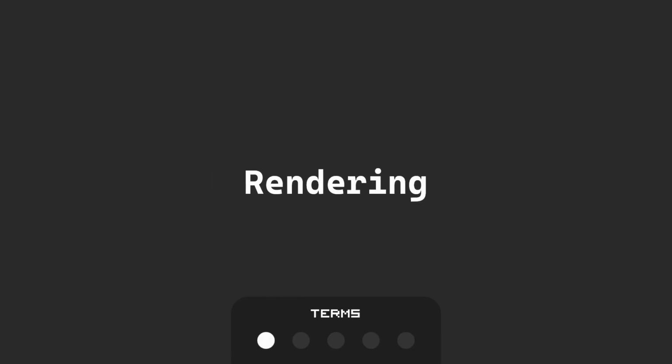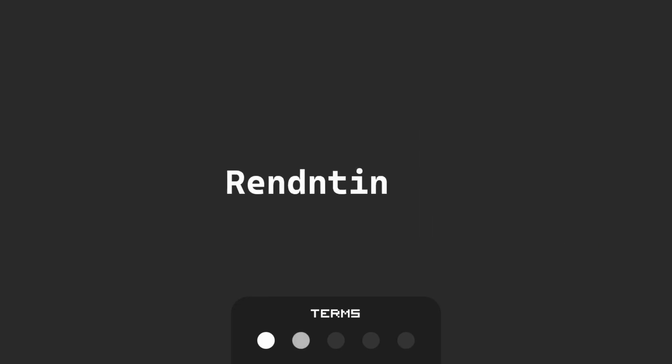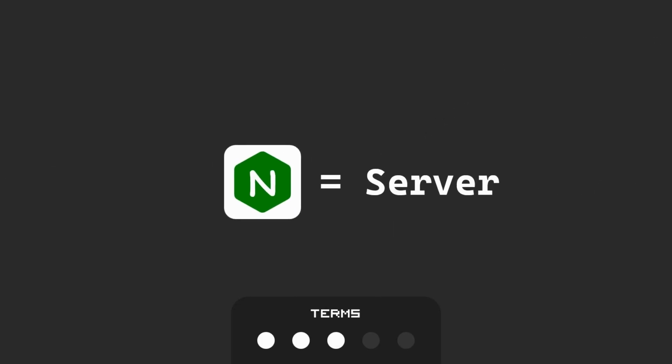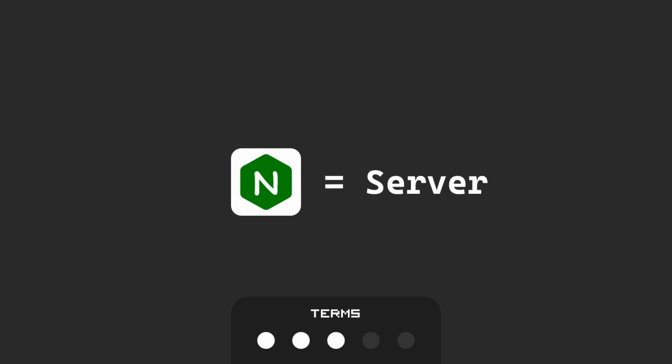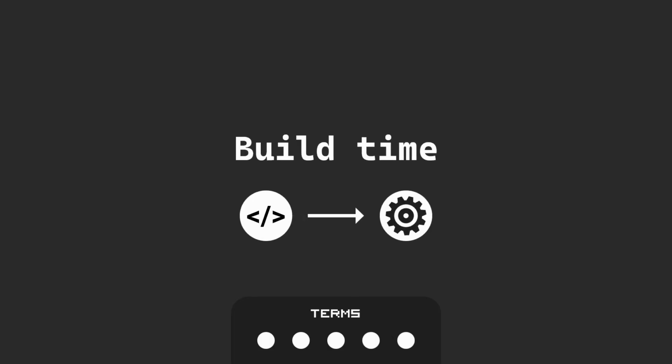The first one is rendering. So rendering means building the web page. Then we have the client. So the client is the app that sends requests to the server. Then the server handles those requests and sends the response back to the client. And those requests and responses are being sent when the app is actually running. So we call it at runtime. And the period when the source code is getting compiled into an actual app, we call it build time.